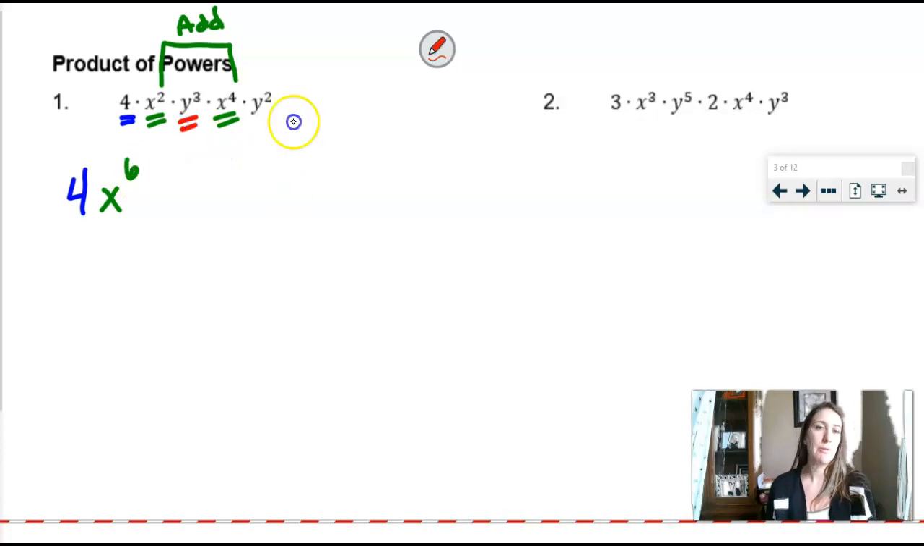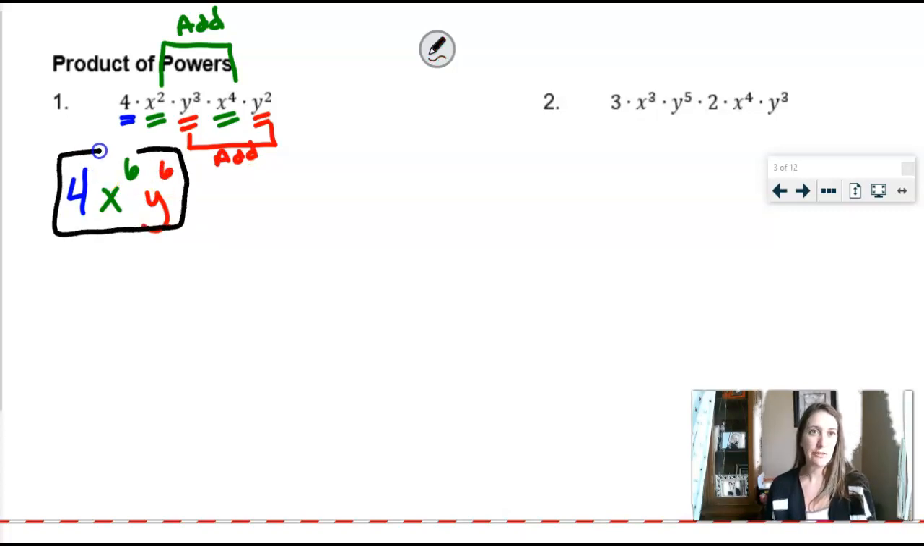And then same property, but this time it's being used on the y's. So again, we've got y to the 2nd and y to the 3rd, and we're supposed to add those exponents together for those common bases, and we get y to the 6th. All right, in my effort to make this really pretty and colorful, I forgot how to add. That's not 6, that's 5. Whew.